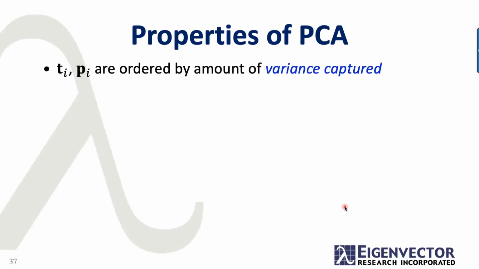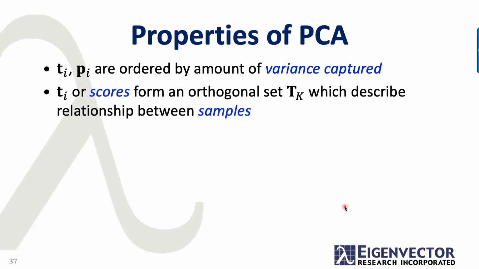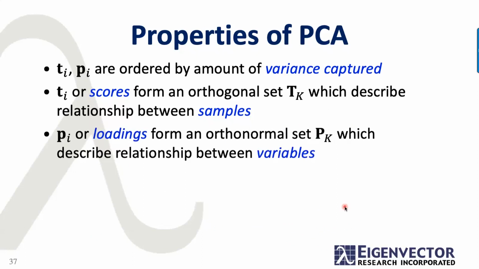Properties of PCA: the T_i and P_i are ordered by the amount of variance captured. So the scores form an orthogonal set, which describe relationships between samples. And so, that's really key here, is you're going to get these things called scores, and the scores are going to show you how your samples are ordered in multivariate space. Then the P_i, or the loadings, form an orthonormal set, and they describe relationships between variables. And then, so they're going to show you how your variables vary together, the patterns they vary in.